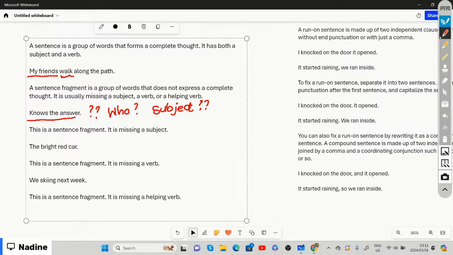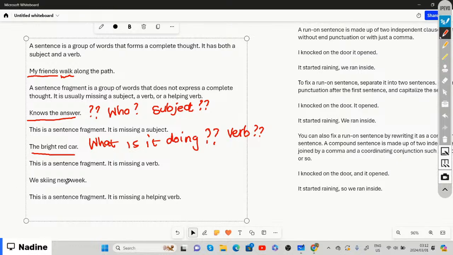And then if we look at another example, it says the bright red car. So now we're asking ourselves, what is the bright red car doing? Which means that we are missing a verb. There's no verb because it's not telling us what the bright red car is doing. And that is a sentence fragment, and it is missing a verb.